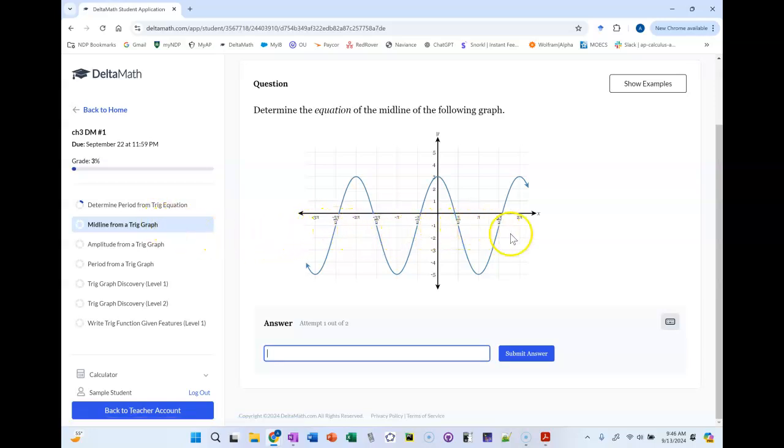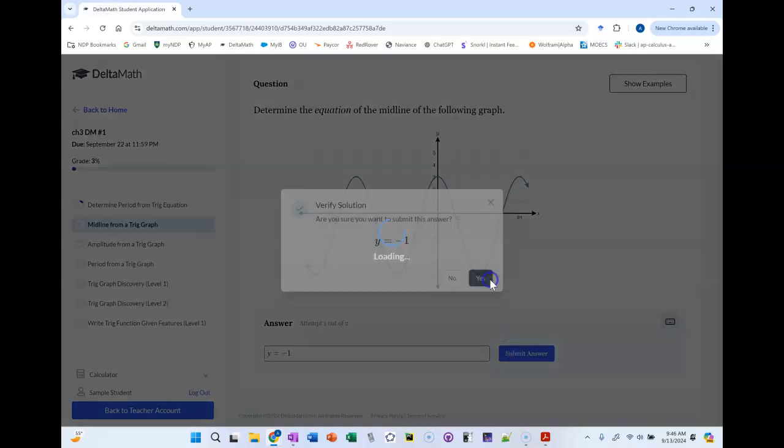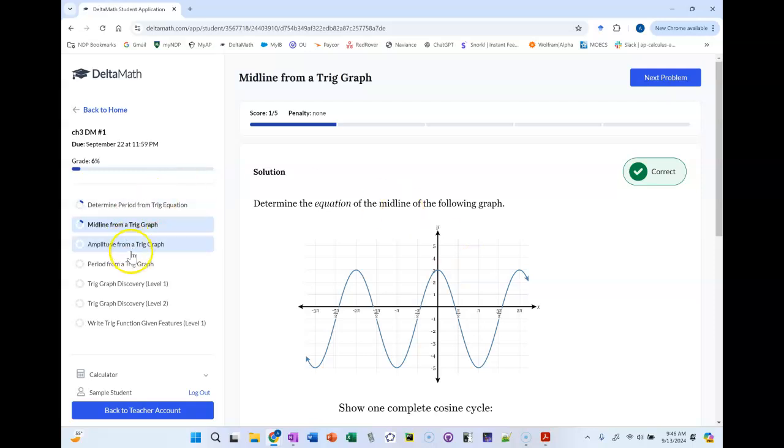Looks like -1 to me. What do you guys think? Now be careful here. You must type y equals -1. If you type -1, it'll mark it wrong because you didn't write it as the equation for a line. So be careful there. Bloop.